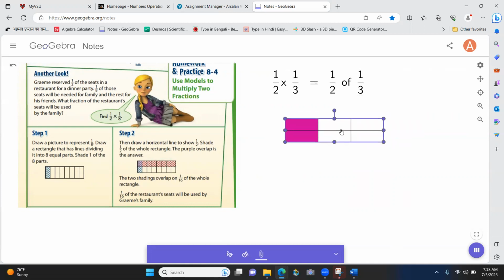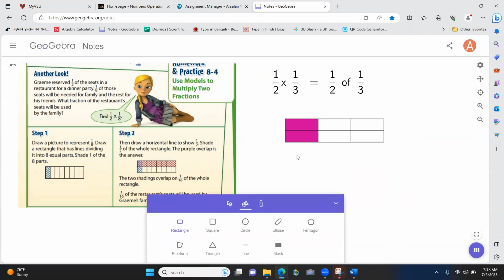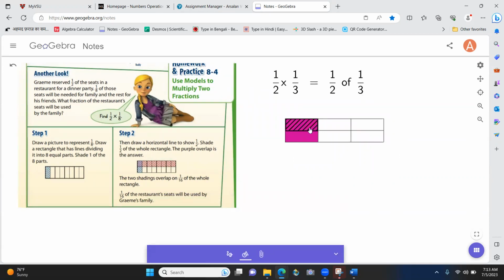Okay. Now, I don't want 1/3. I want half of 1/3. So what do I do? Let me take a rectangle. I want half of this pink stuff, only half. I don't want the whole thing because the question says half of 1/3. Well, half of 1/3 is actually 1/6.